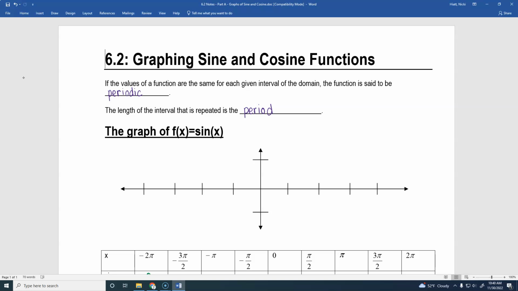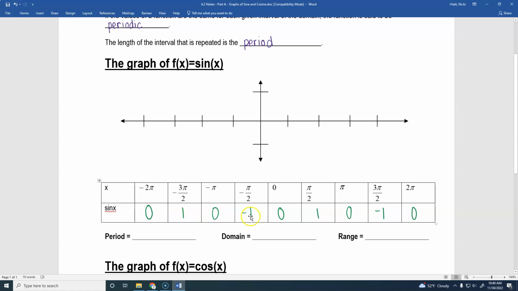So what we're going to see is that in these functions, the graph is just going to repeat over and over and over again, right? So I went ahead and filled in these values from the unit circle. If you have just finished, you may not have time to do that, but you should have 0, 1, 0, negative 1, 0, 1, 0, negative 1, 0. You should already see some repetition there, right?